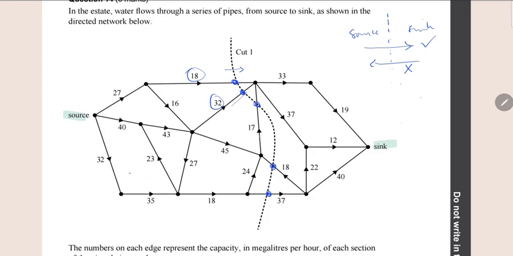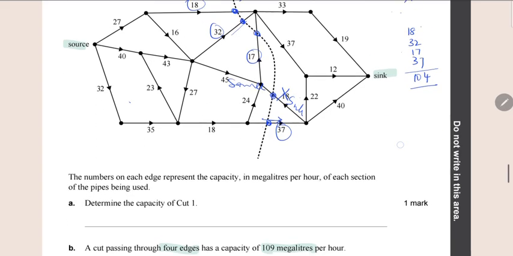And then 17 also goes from source to sink, include it. Now 18 goes from the sink to the source side, so you exclude it. And 37 goes from the source to the sink, include it. So when you add these values, 18 plus 32 plus 17 plus 37, it gives you 104. So that's your very first answer.